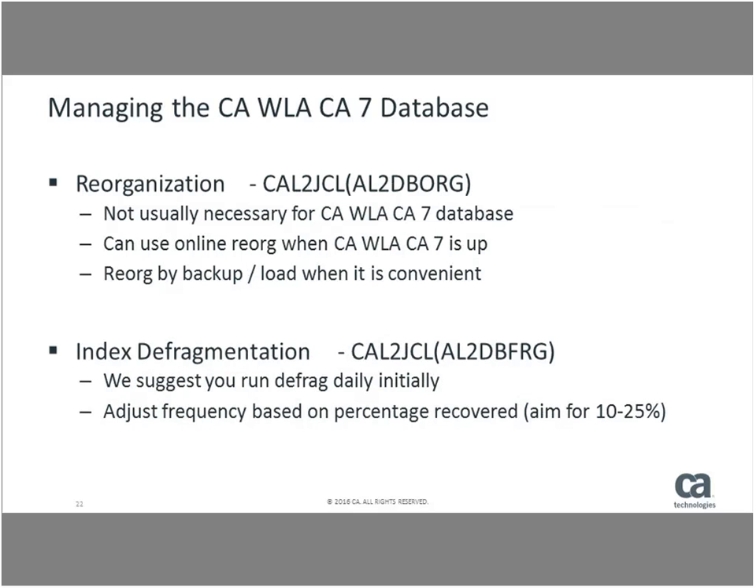Okay, reorganizing the database, the CA7 database, the 770 database ID. It is not usually necessary for you to do that, to reorganize. You can use the online reorg while CA7 is up if need be, or you could do a reorg by backup and then load when it's convenient, okay?